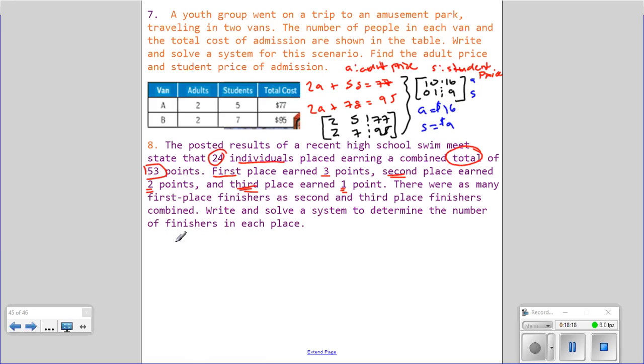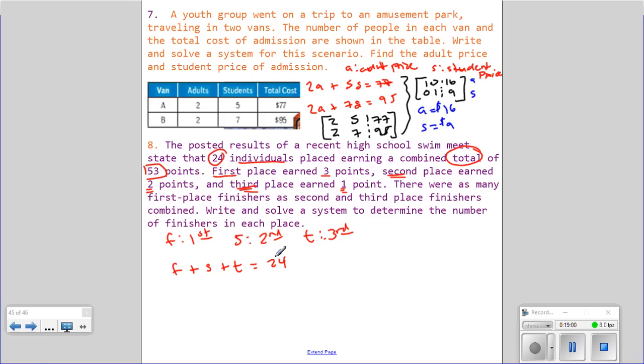So we need our variables. So let's have F be first. We'll have S be second. And T be third place. Okay? So there was 24 individuals combined. So that means F first place plus second place plus third place should equal 24. Does that make sense? Yes.